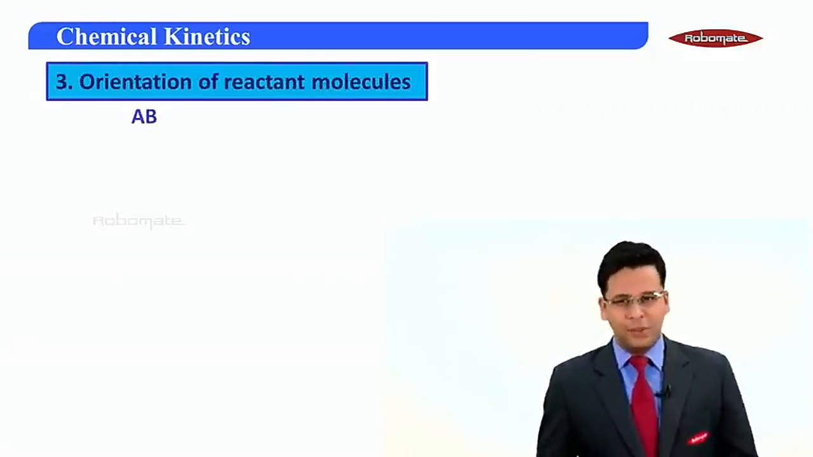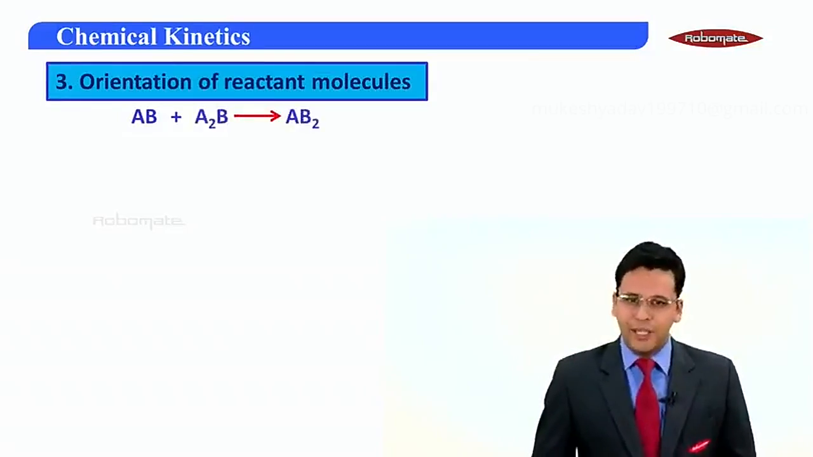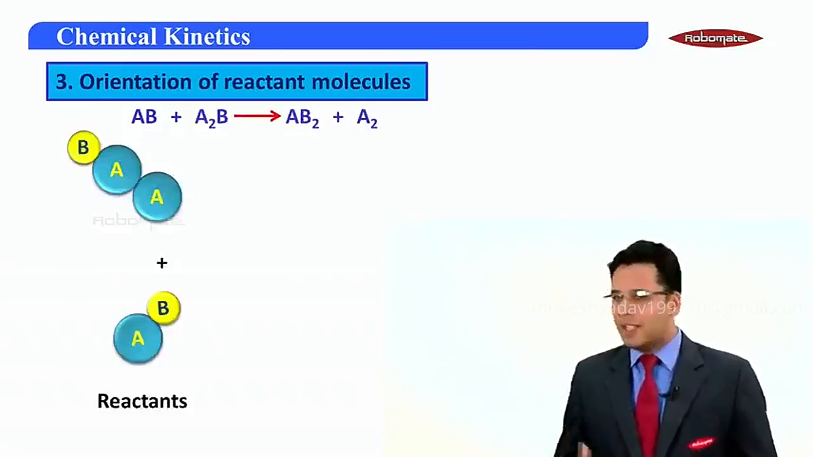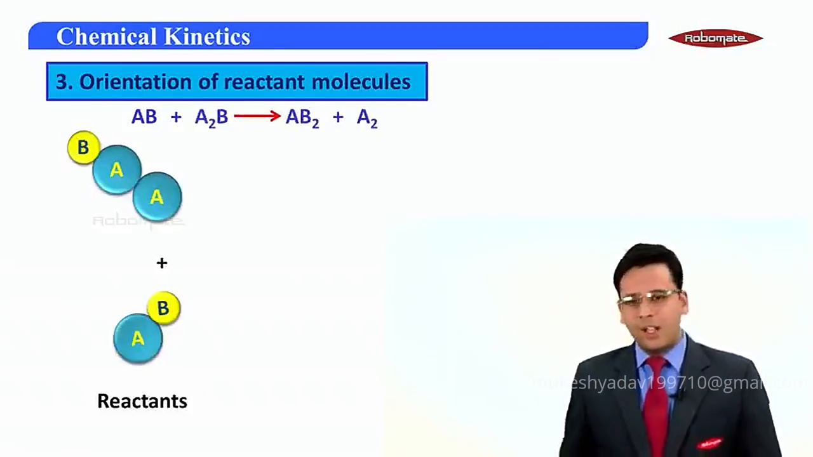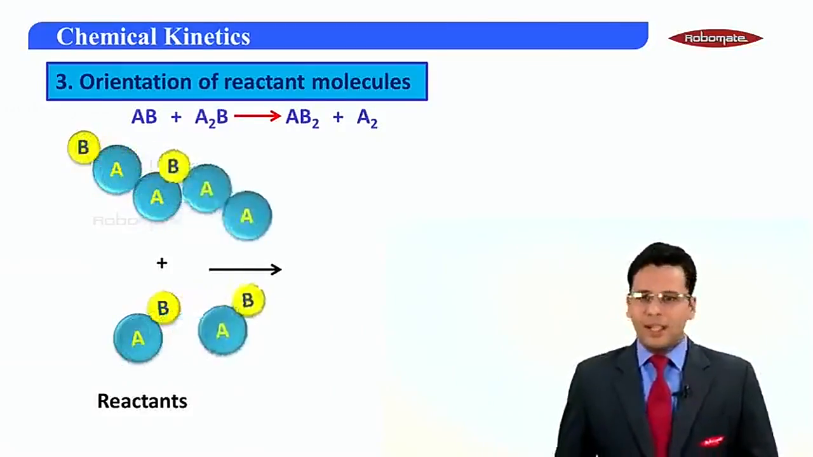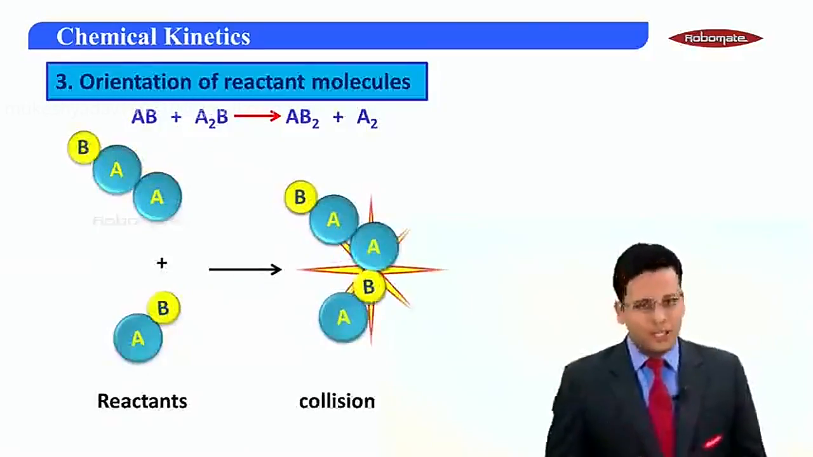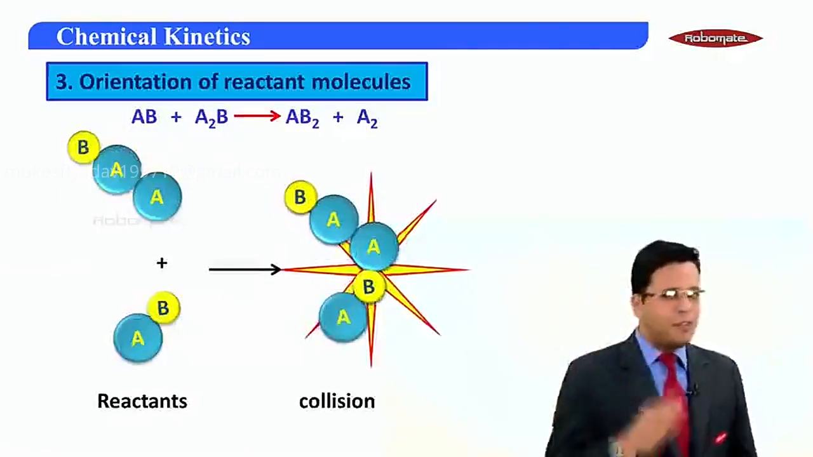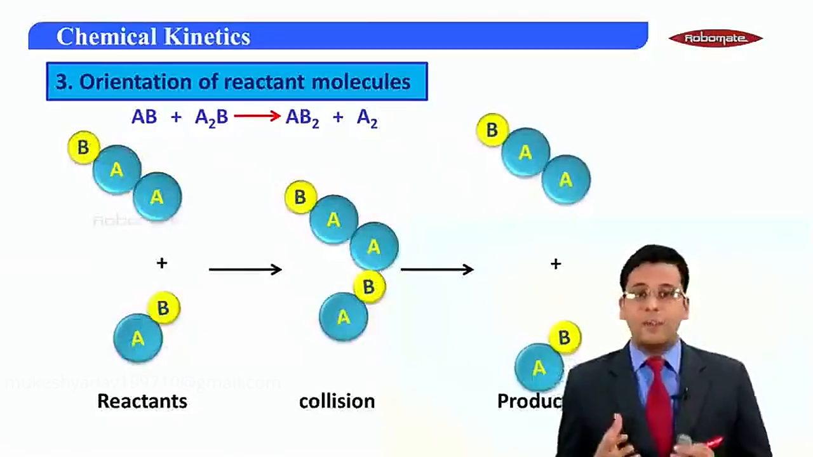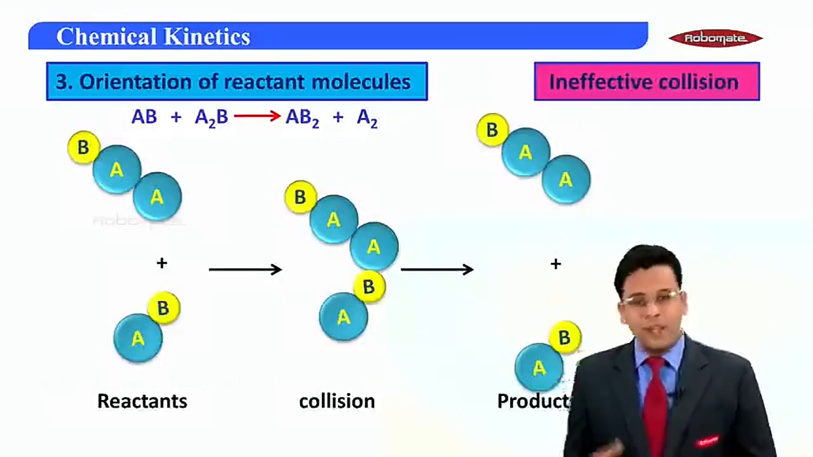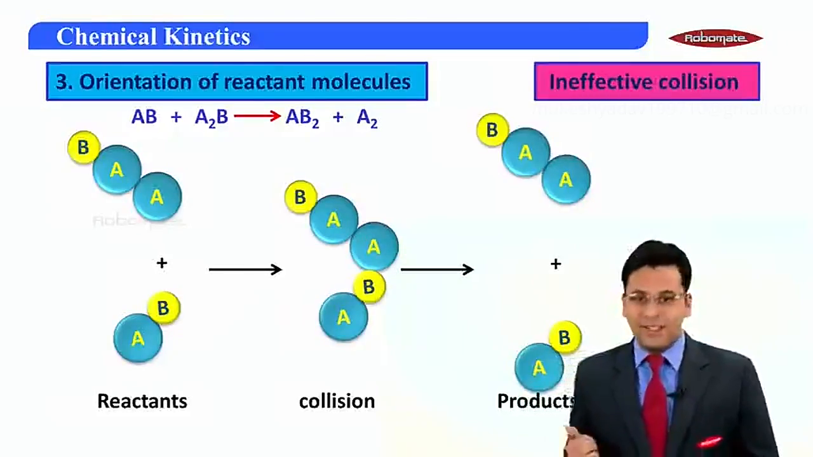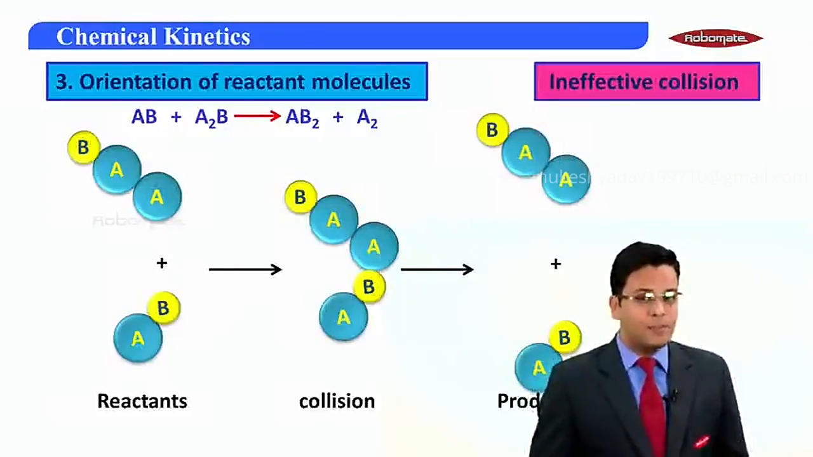Consider this reaction: AB plus A2B giving AB2 and A2. Now here I have the reactant molecules with me, AB and A2B. When they collide, you can see from the orientation that when the products will be formed, the collision will not be effective. It will be an ineffective collision because the reactant molecules are not oriented properly. You will still get AB and A2B.